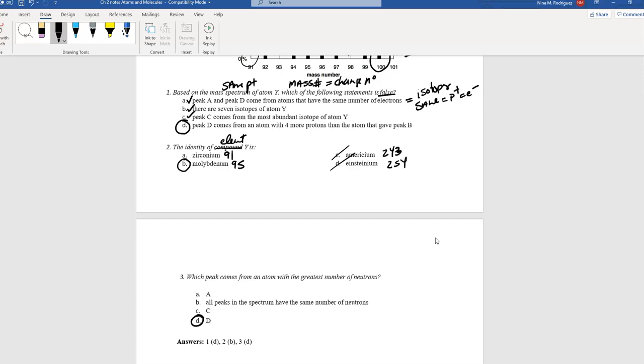So hopefully, ladies and gentlemen, mass spec was understandable, and the point is, can you read a graph to figure out abundance? Can you read the graph to figure out or predict who would be the most abundant? And then answering some questions, doing some calculations. Okay, and we'll do some of these also in class. I'll see you on the next one.